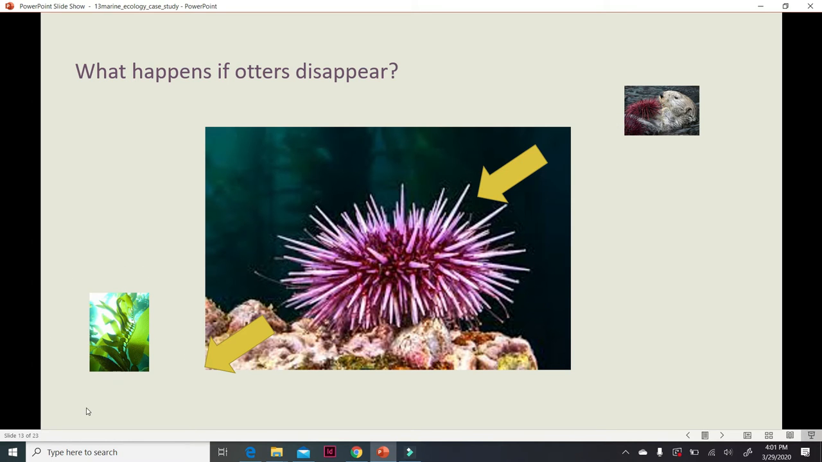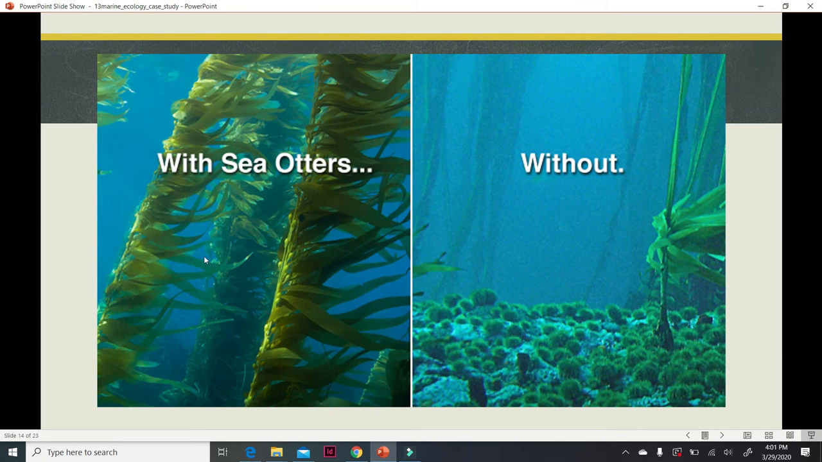And you could imagine that you'd have even changes beyond that because these kelp provide habitat for a wide diversity of organisms. If the kelp is gone, then those organisms don't have any habitat and they die as well. All right, so this is what happens when otters disappear. So with sea otters, we find healthy kelp forests that look like this. But without sea otters, we see urchin barrens just like this.